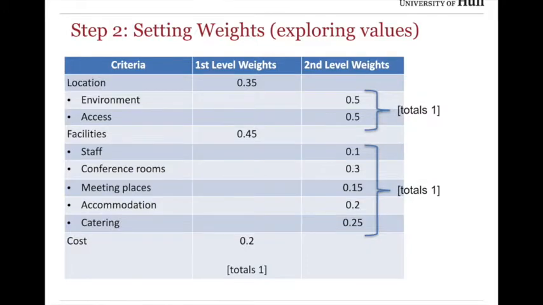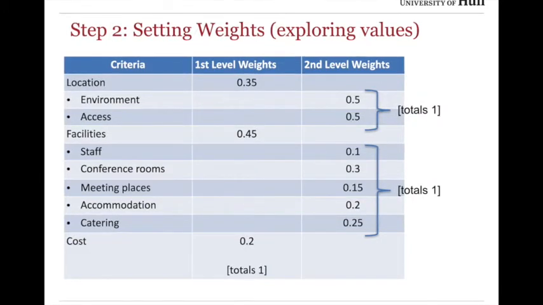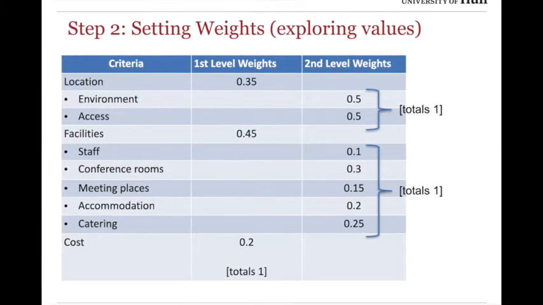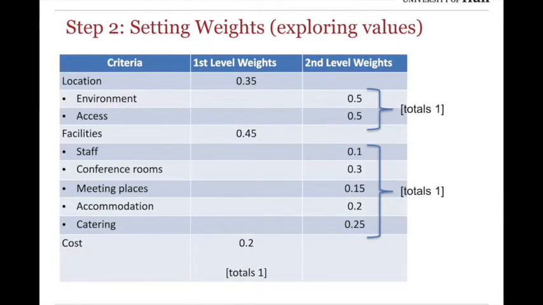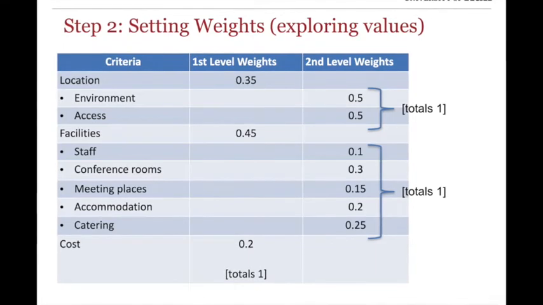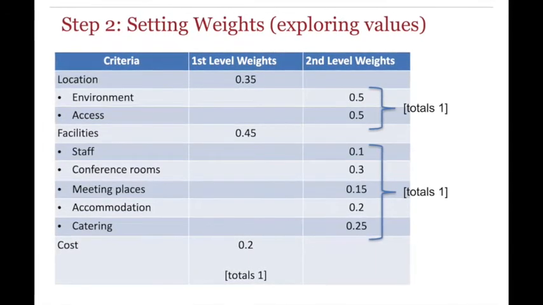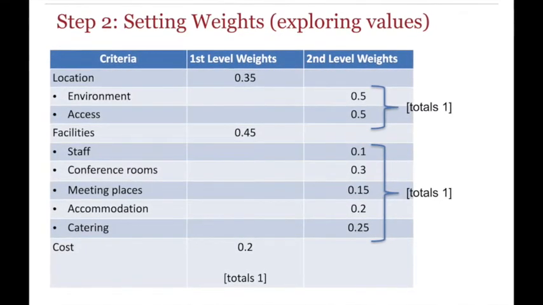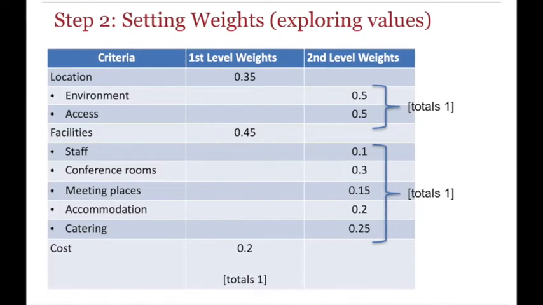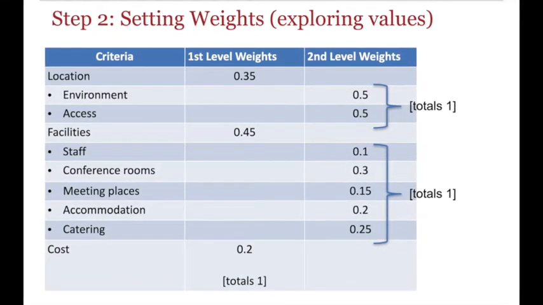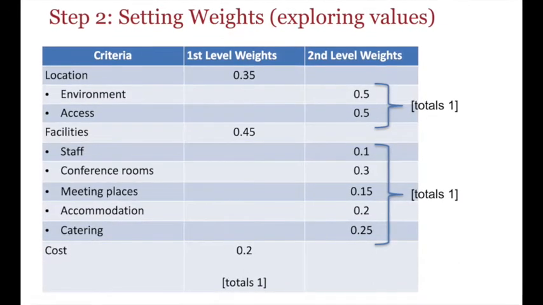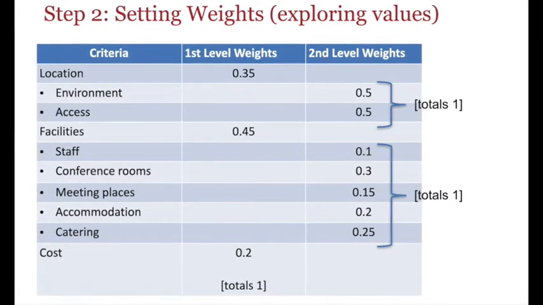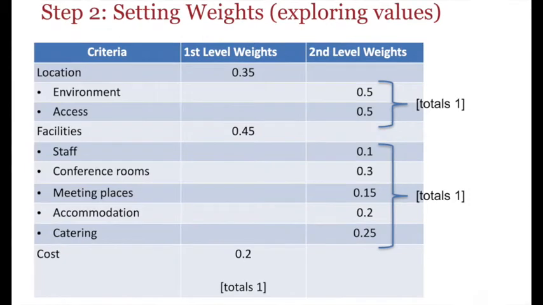So the next step would be to try and score each of those criteria. So let's say when we actually looked at those criteria, we organised them into what we call level 1, level 2, because we want to actually put some sort of organisation onto those criteria. So for example, the environment and the access we might want to think of as being criteria relating to location.